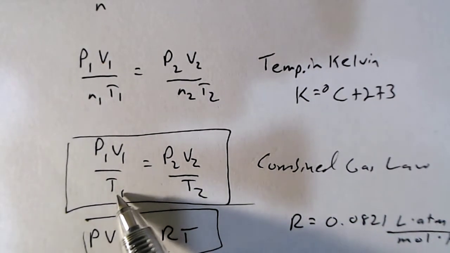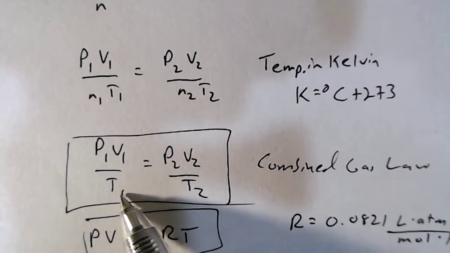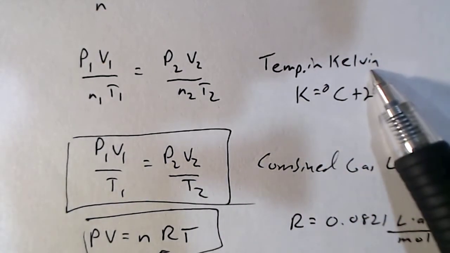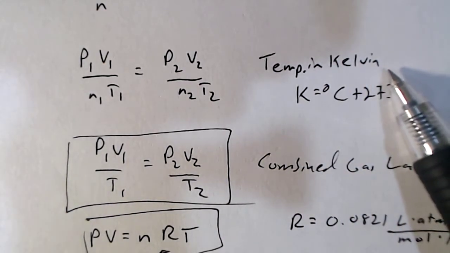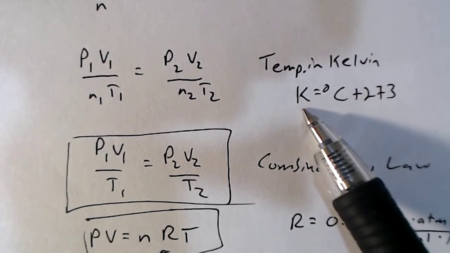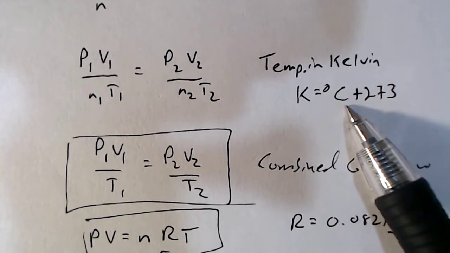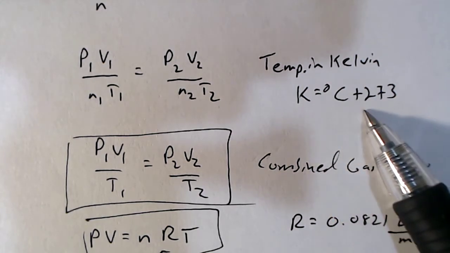Please note that whenever you're plugging into temperature, you need to be plugging in Kelvin, because only Kelvin is directly related to the average kinetic energy of the particles, and hence the pressure that comes from them. So if you need to plug in Kelvin, you can get that from Celsius. Kelvin is equal to degrees Celsius plus 273.